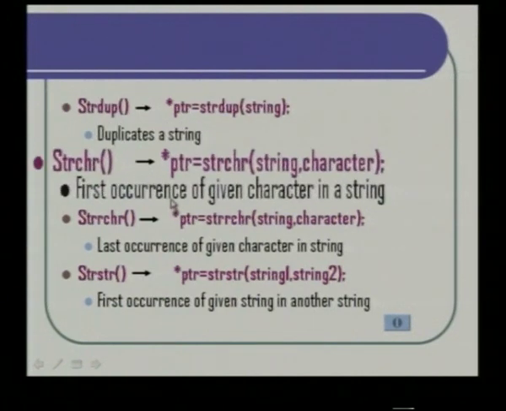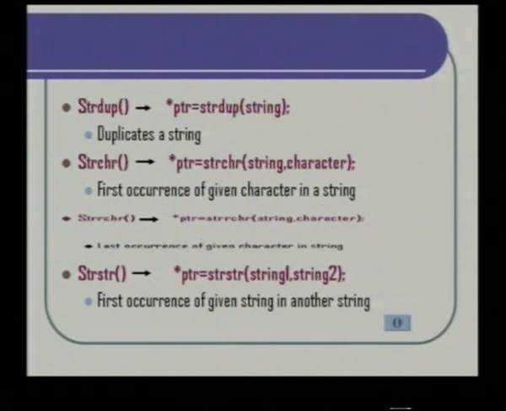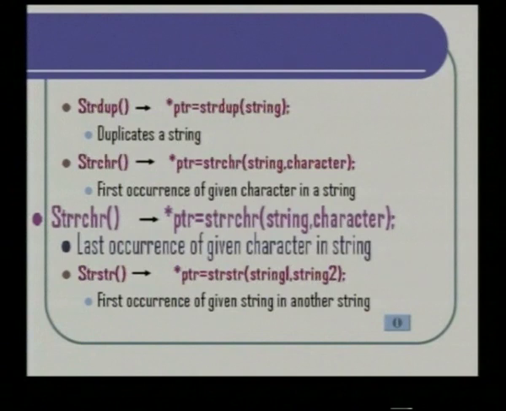Next you have strchr, which is used if you want to search whether a given character occurs in a string. In that case you use this function. The first occurrence of that character will be returned by this function, whether the character is present or not. And strrchr works from the reverse, that is it finds the last occurrence of the character. The first, strchr, will search the string from the beginning, strrchr will search the string from the reverse side, that is from behind.